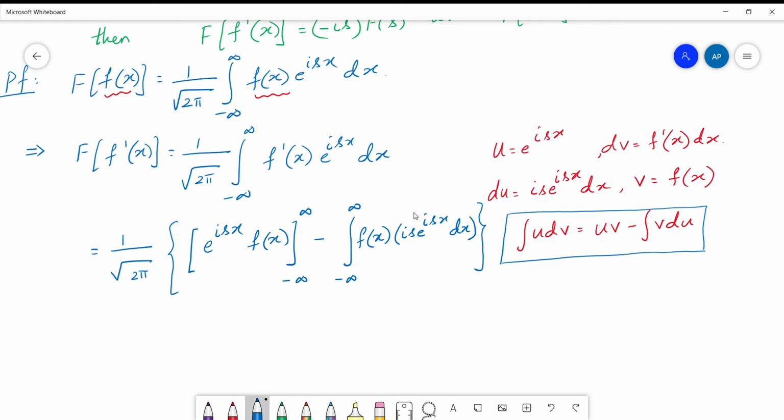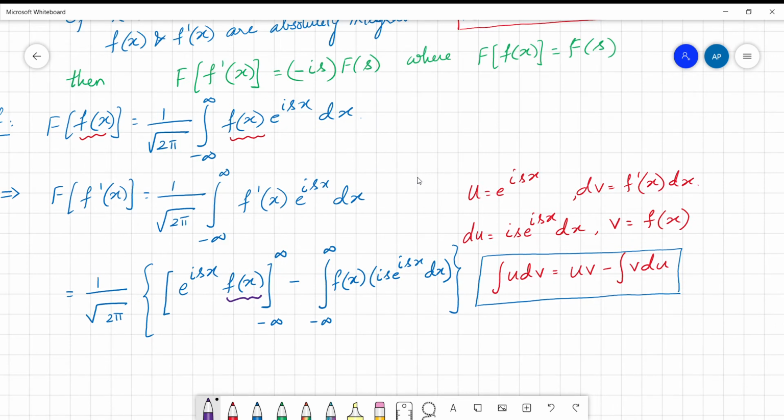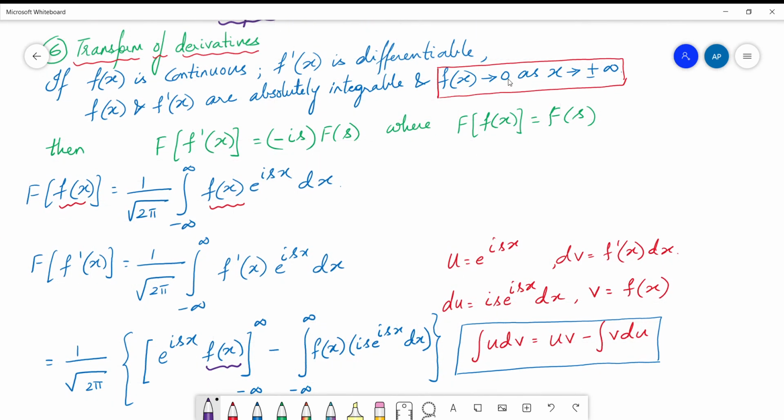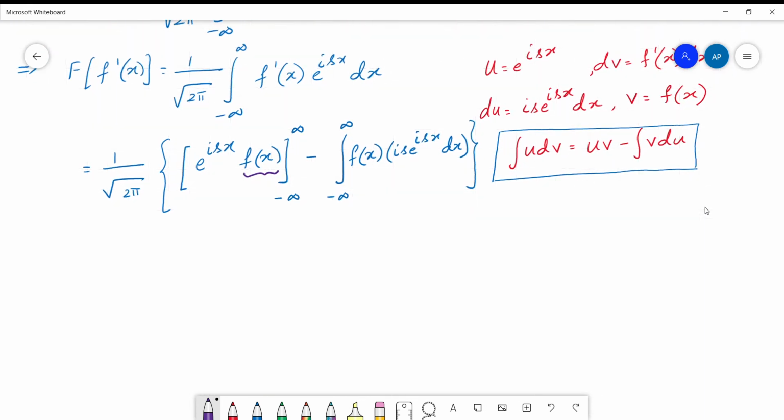Now let us look at the first expression. The first expression involves f of x. If you see, you are substituting infinity and minus infinity, and as per the condition given in the statement, f of x tends to 0 as x tends to plus or minus infinity. Because of this condition, the first term will completely vanish. So this will become 0.